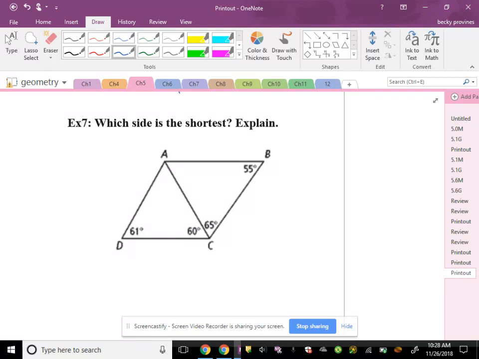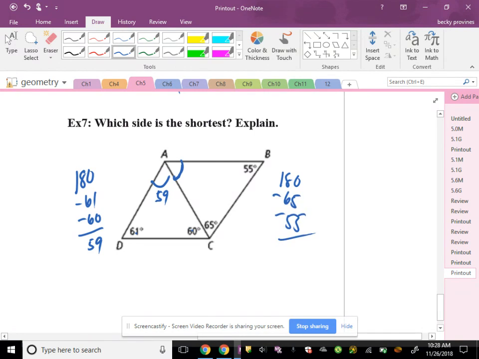Okay, so what we need to do is find these two angles. And how do you do that? 180, and let's subtract away these two down here. Minus 61, minus 60, and I believe that is 59. And so on the right side, minus 65, minus 55. I believe that's 60. Hopefully I did my mental math correctly.